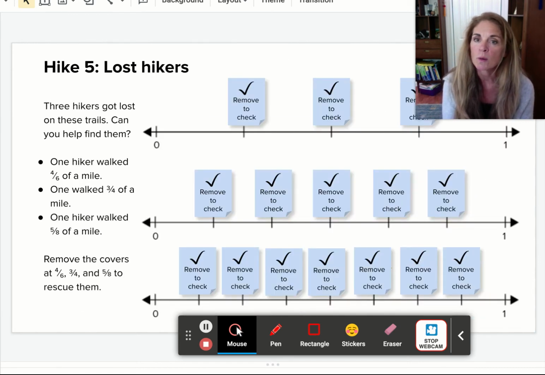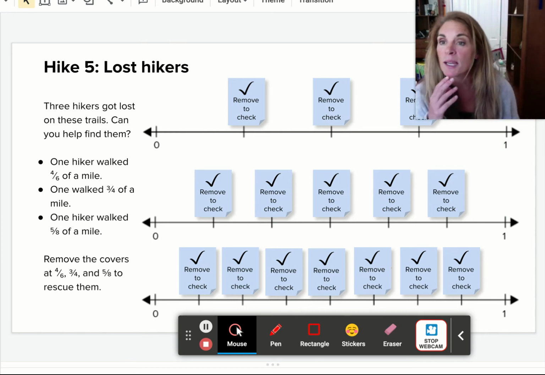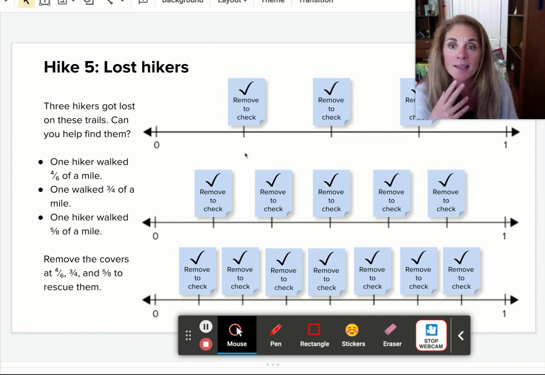You're going to work on this. Then this one, hike 5, is fun. So 3 hikers got lost on these trails. Can you help find them? One hiker walked 4/6 of a mile. You've got to figure out which one of these number lines has sixths. How do you do that? You count how many equal parts there are.